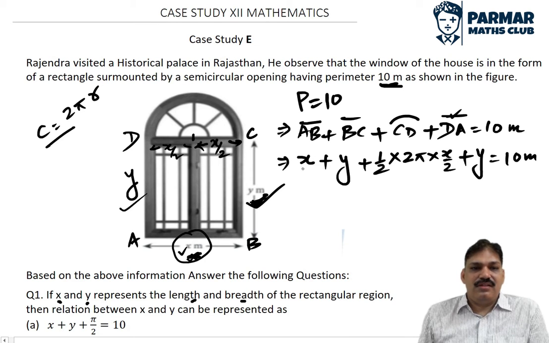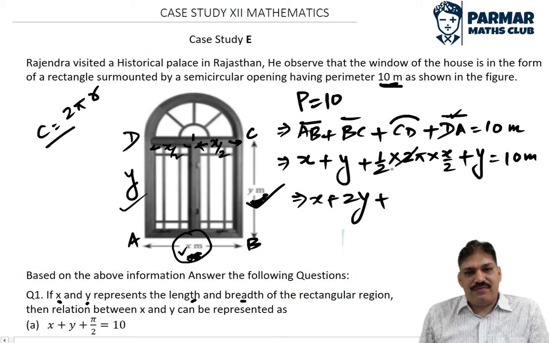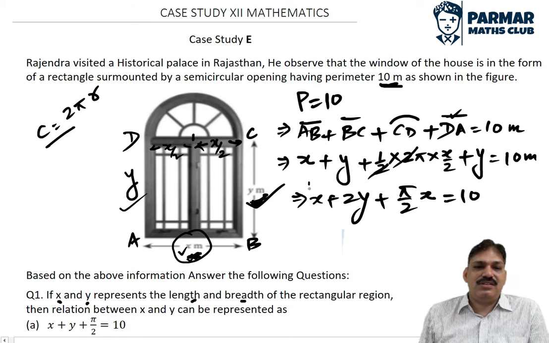See clearly, this is x plus y plus half of 2 pi times x by 2 plus y must be equal to 10. So here we can see x plus y and y will give me 2y plus half of 2 pi x by 2, so this is pi x by 2, is equal to 10. So this is the relation between x and y.